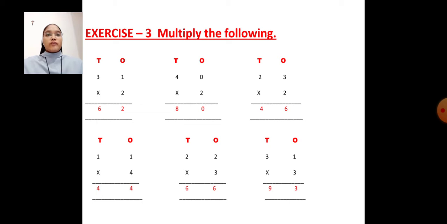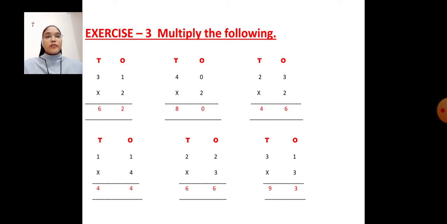31 into 2. First we have to multiply ones digit number. 2's table we have to say one time. 2 ones are 2. And in ones place we have to write answer 2. Then we have to multiply tens digit number. 2's table we have to say 3 times. 2 3's are 6. Then answer you have to write in tens place 6. 31 into 2. Your answer will be 62.